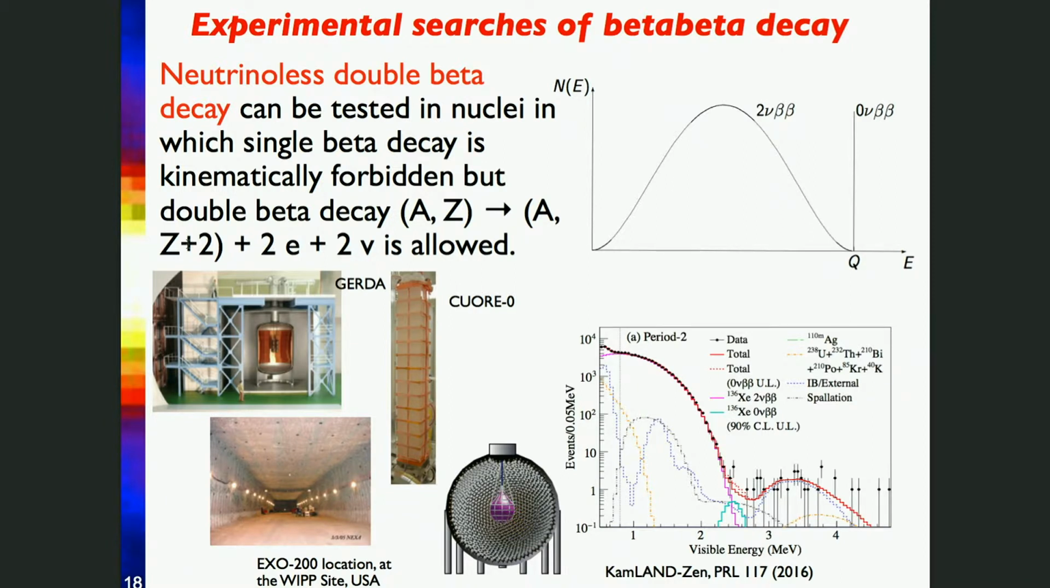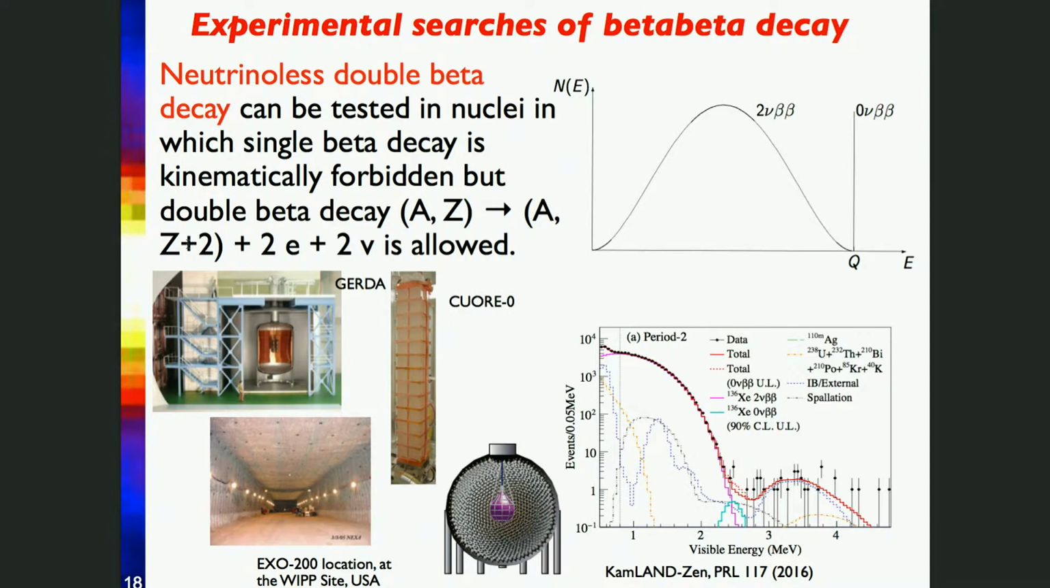But there are certain nuclei in which the single beta decay is not allowed because the initial nucleus is heavier than the daughter one. So in that case, you cannot have single beta decay, and then you can search for double beta decay. And it has actually been observed, for example, in calcium, in many different types of nuclei. So in those nuclei, you can also search for neutrinoless double beta decay.